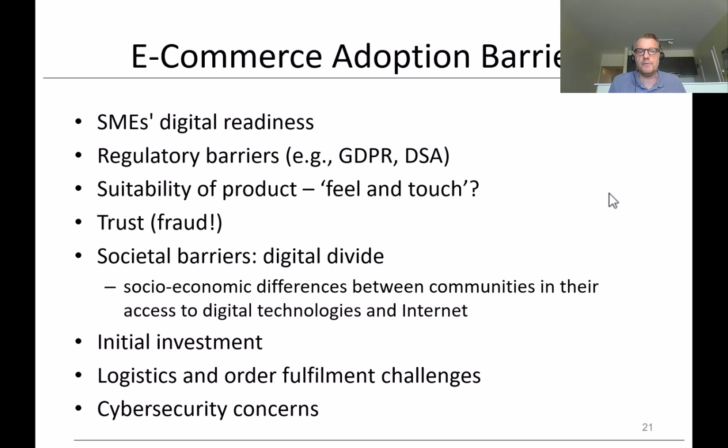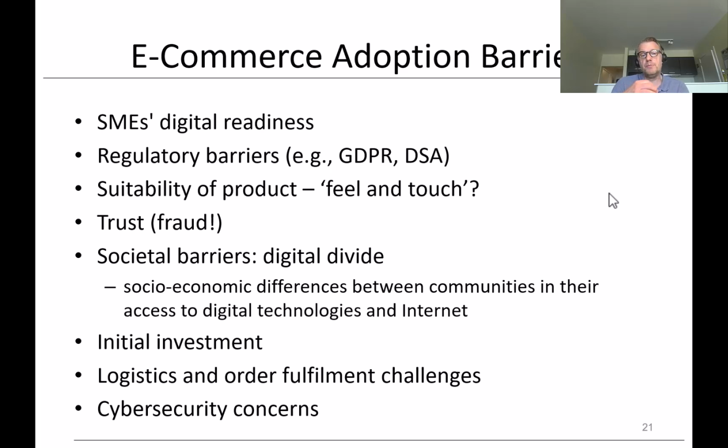in the physical world. Also, other very important adoption barriers are regulatory barriers, especially in Europe. We see regulations like the General Data Protection Regulation and the Digital Services Act that put very strict guidelines on what data can be collected, for what purpose data can be used, when data should be removed, and so on.